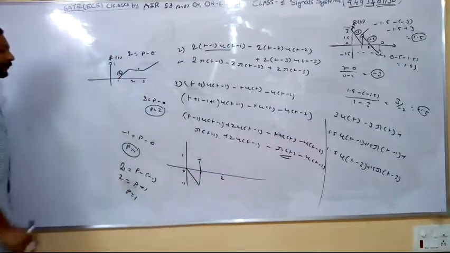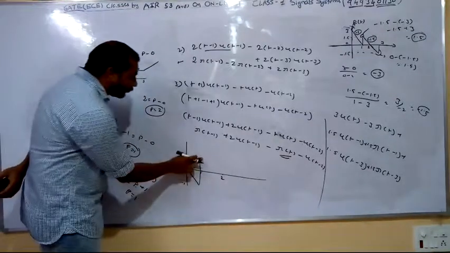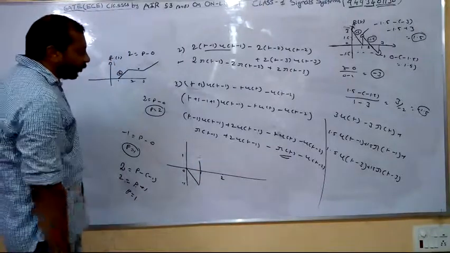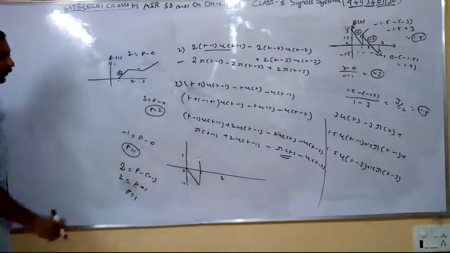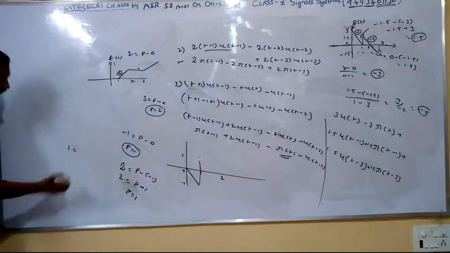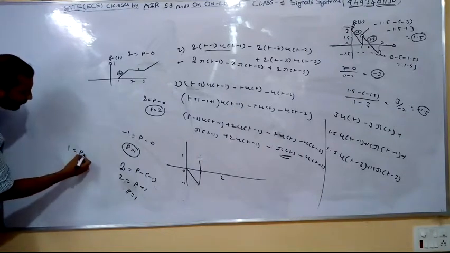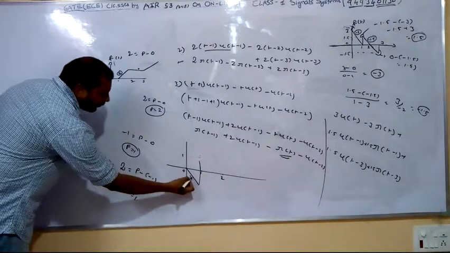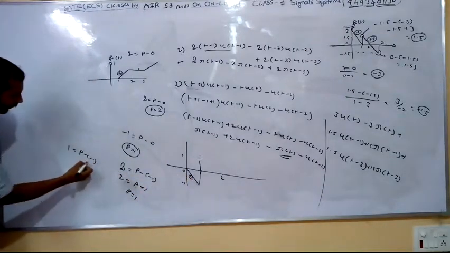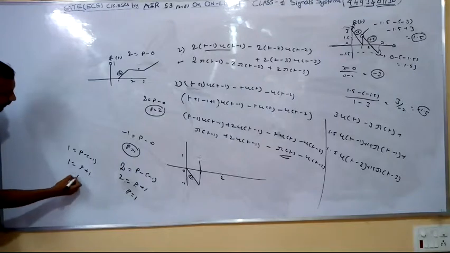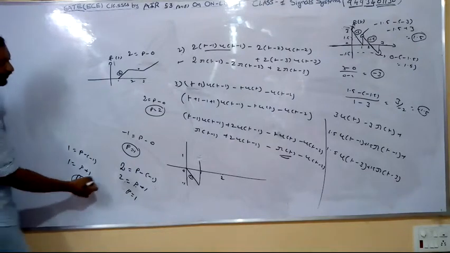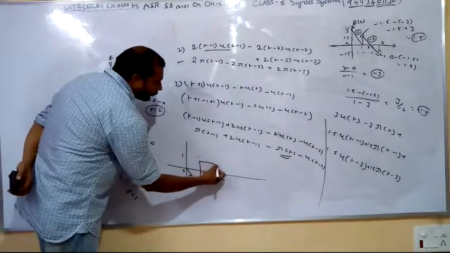Now what about the slope change? Slope change is equal to 1. So 1 is equal to present slope minus the previous slope. You have to calculate the present slope. The previous slope here is equal to minus 1. So 1 is equal to p plus 1, so p is equal to 0. The present slope here is equal to 0, up to the next instant, t equal to 2.